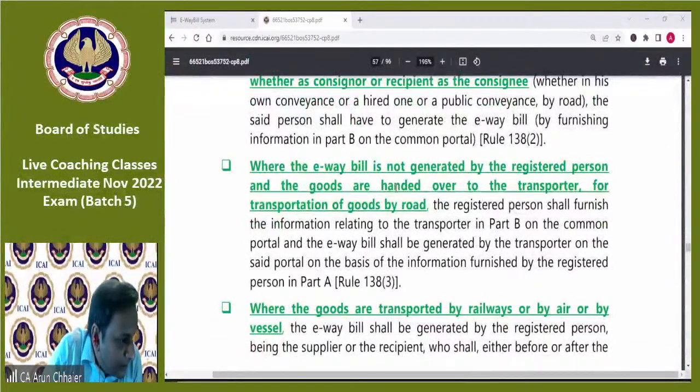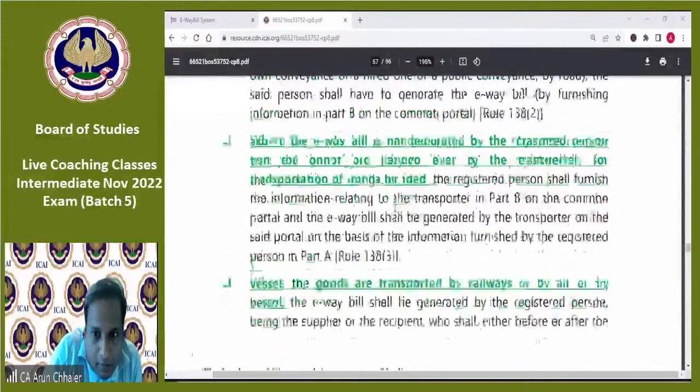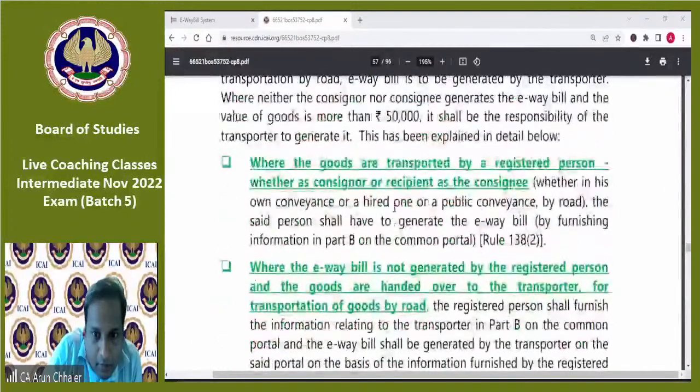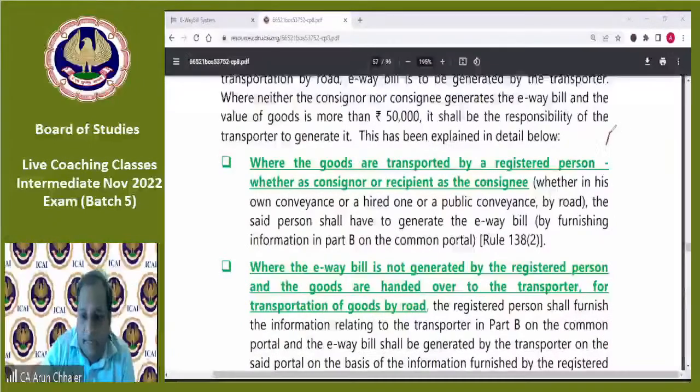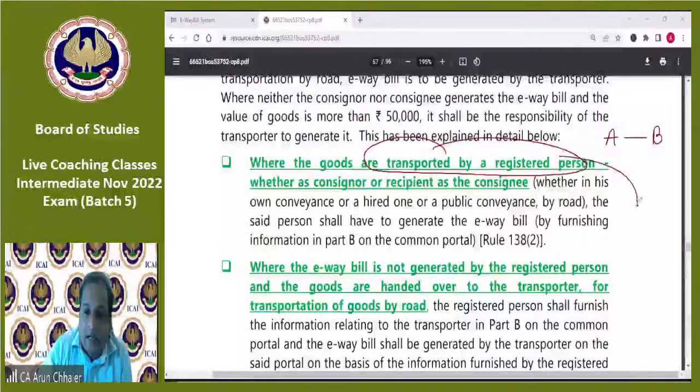What does it mean, where goods are transported by registered person? Supplier A and customer B. Transported by registered person means the movement is caused by the registered person. See, the person who is responsible for moving the goods is registered.